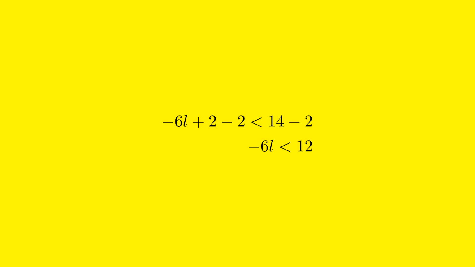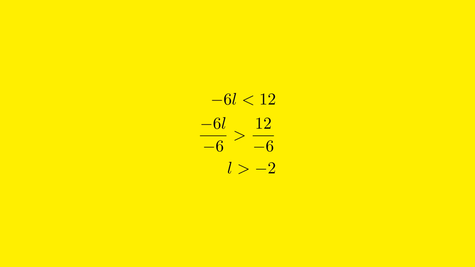Starting with the inequality negative 6l plus 2 is less than 14, we subtract 2 from both sides. Negative 6l plus 2 minus 2 is less than 14 minus 2. This simplifies to negative 6l is less than 12 because 2 minus 2 cancels out to 0 on the left side, leaving us only with negative 6l, and 14 minus 2 equals 12 on the right side. Now our new inequality is negative 6l is less than 12. We will continue solving for l in the next step.